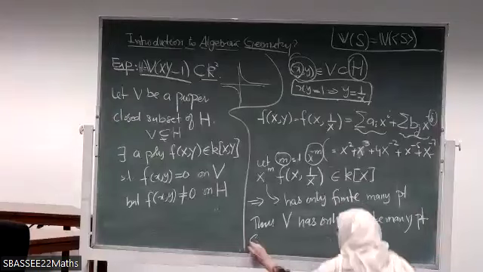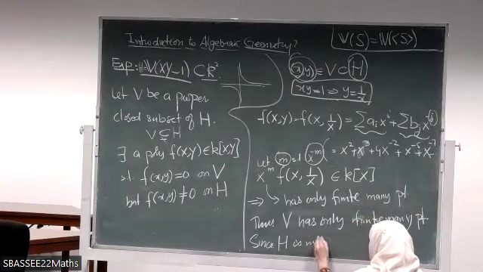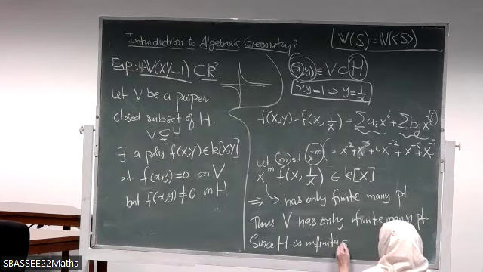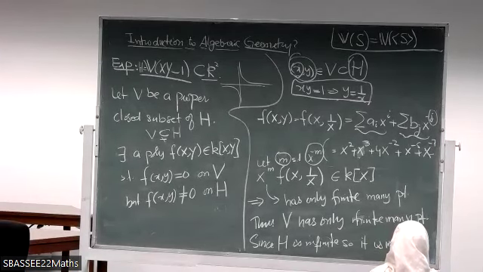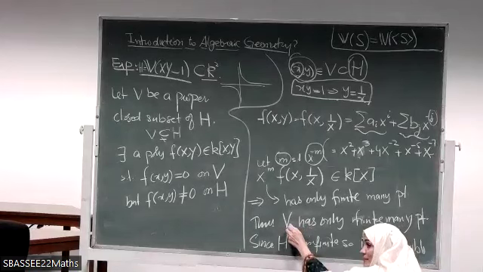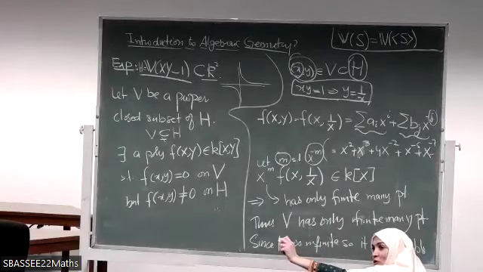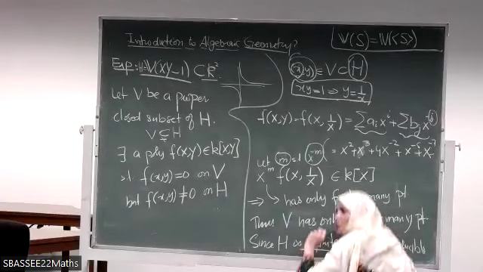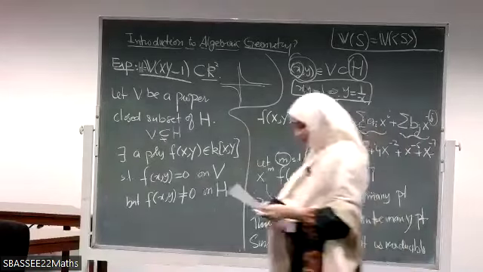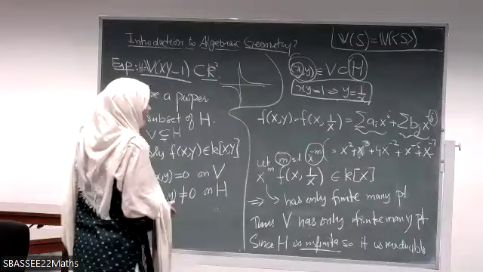Since H is infinite, it is irreducible. Because every proper closed subset contains only finitely many points. And if you consider a finite union of closed sets, then definitely you will get a finite set, but it does not cover the whole of H. Right? So that's why your H is irreducible.